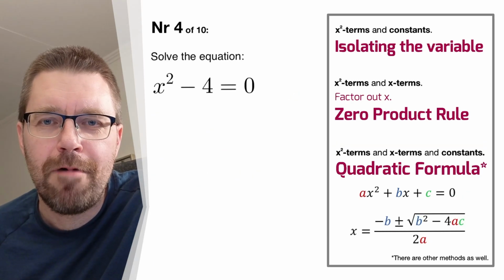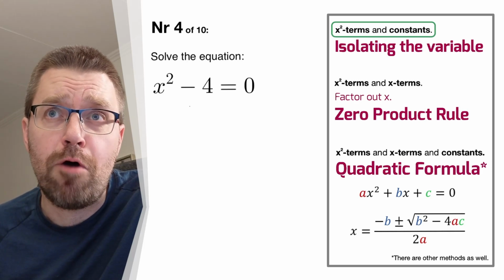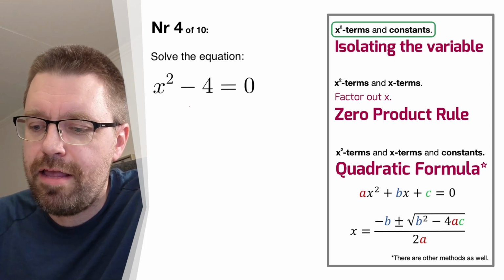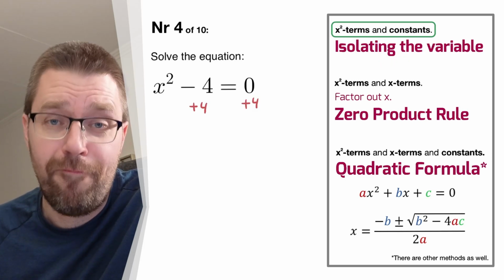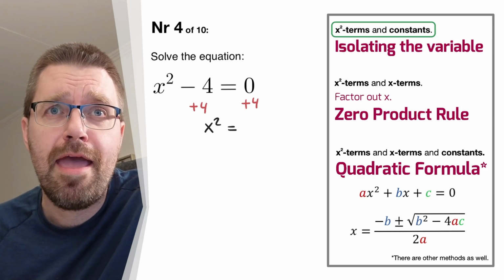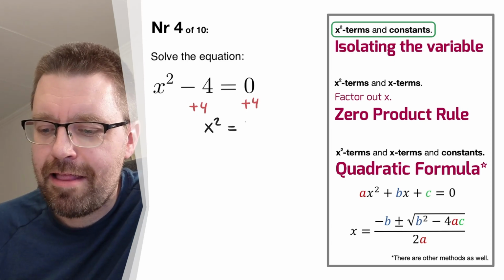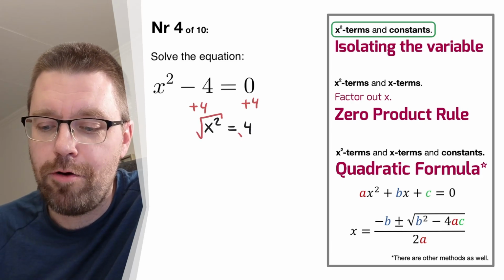Next equation. Oh, here is a simple one. We have only x squared terms and a constant term, and the only thing we have to do is to isolate the x. So we add 4 to both sides. Then we have x squared on the left side, and on the right hand side we have only 4. And then we take the square root.